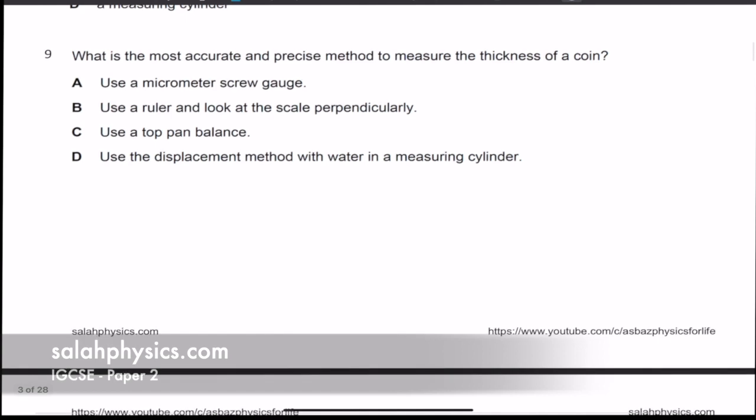Question 9, what is the most accurate and precise method to measure the thickness of a coin? The thickness of any piece of coin is less than 25 millimeter. So I'm supposed to use micrometer screw gauge. So I'm going to choose A as the correct answer.